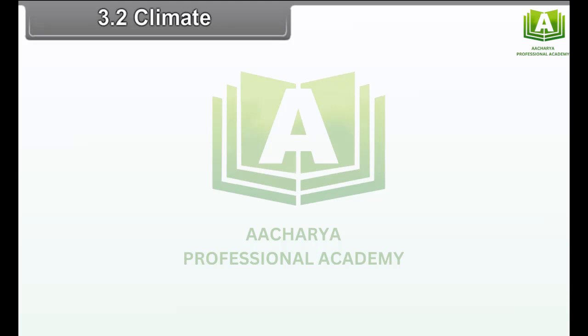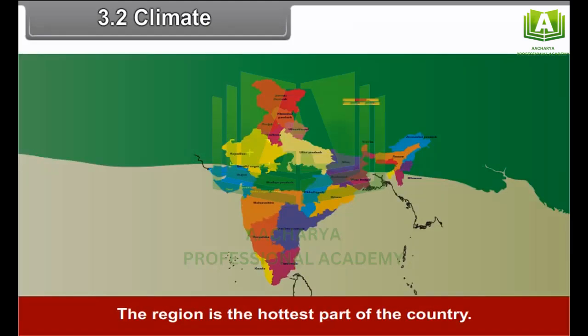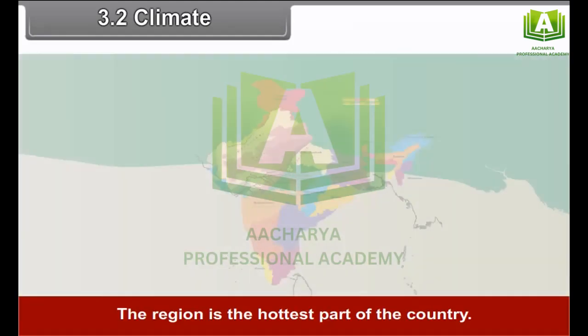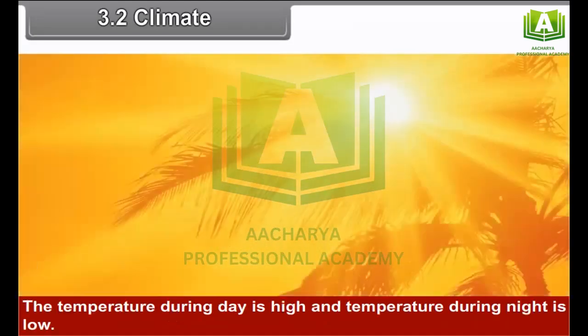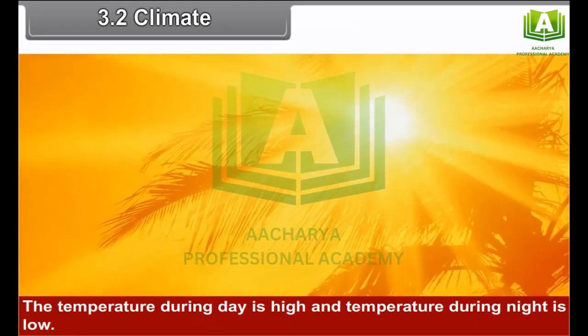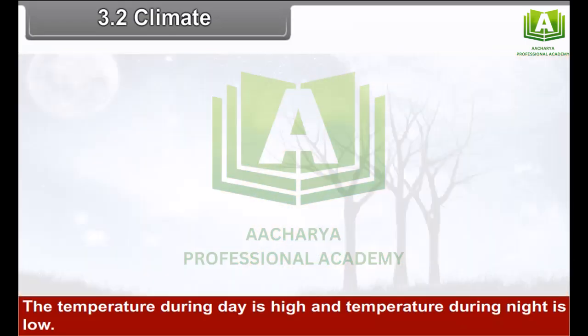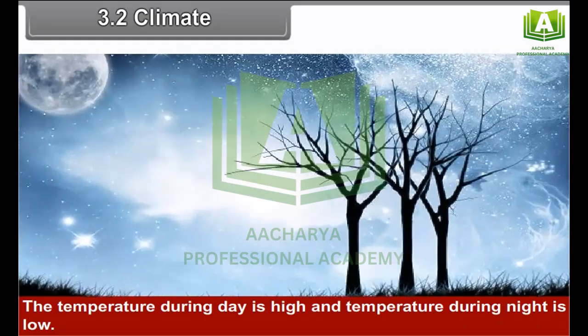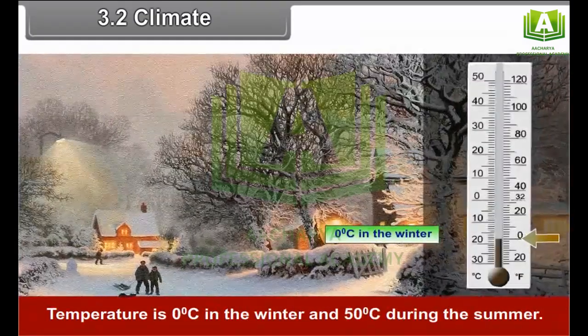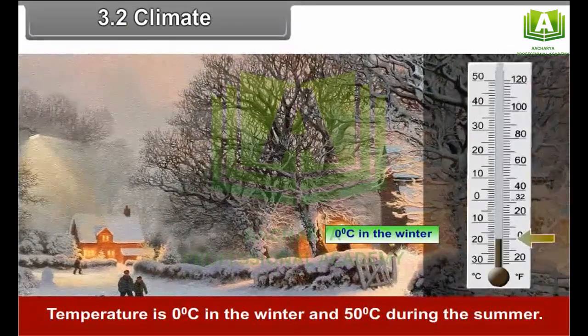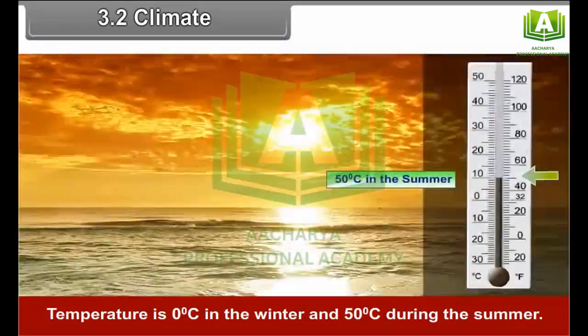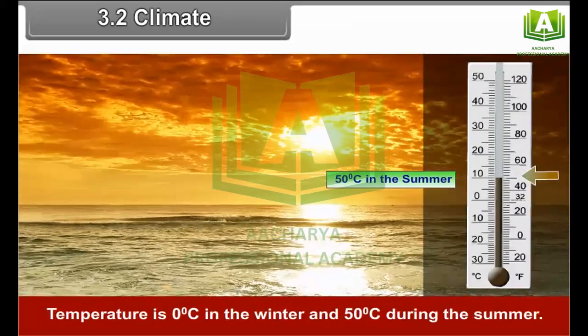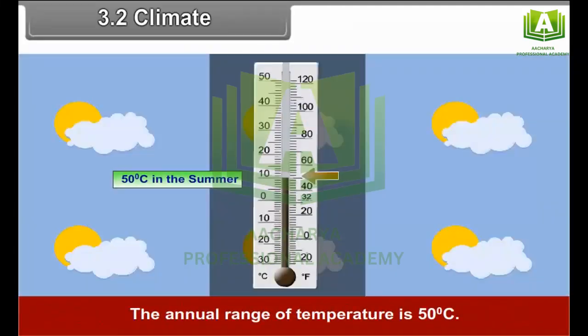3.2 Climate. The region is the hottest part of the country. The temperature during day is high and temperature during night is low. Temperature is 0 degrees Celsius in the winter and 50 degrees Celsius during the summer. The annual range of temperature is 50 degrees Celsius.